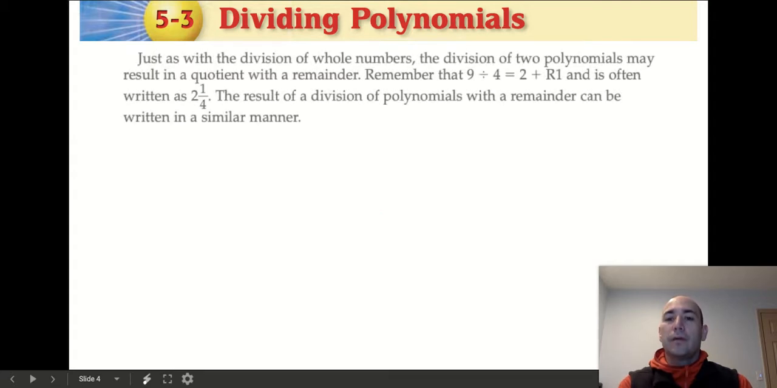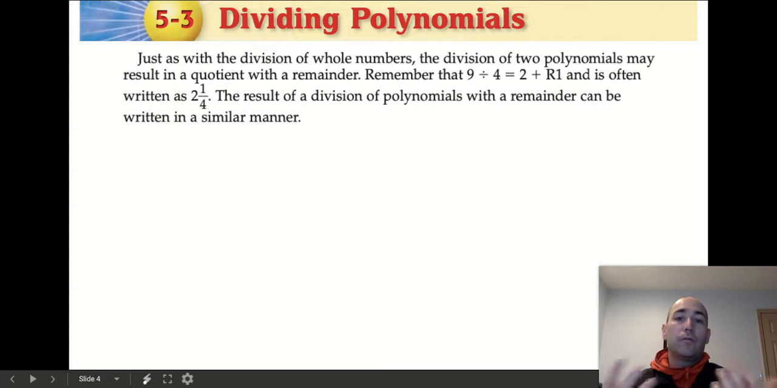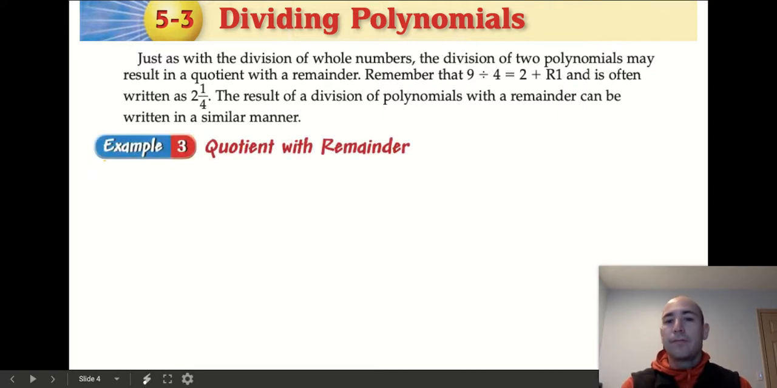So let's go ahead and look at a little bit more. It says, just as with division with whole numbers, the division of two polynomials may result in a quotient with a remainder. So remember that 9 divided by 4 is equal to 2 with a remainder of 1. It is often written as 2 1/4, and so the result of a division of a polynomial with a remainder can be written in a similar manner, because it's not always going to work out that we have a remainder of 0. So let's look at a problem with a remainder.